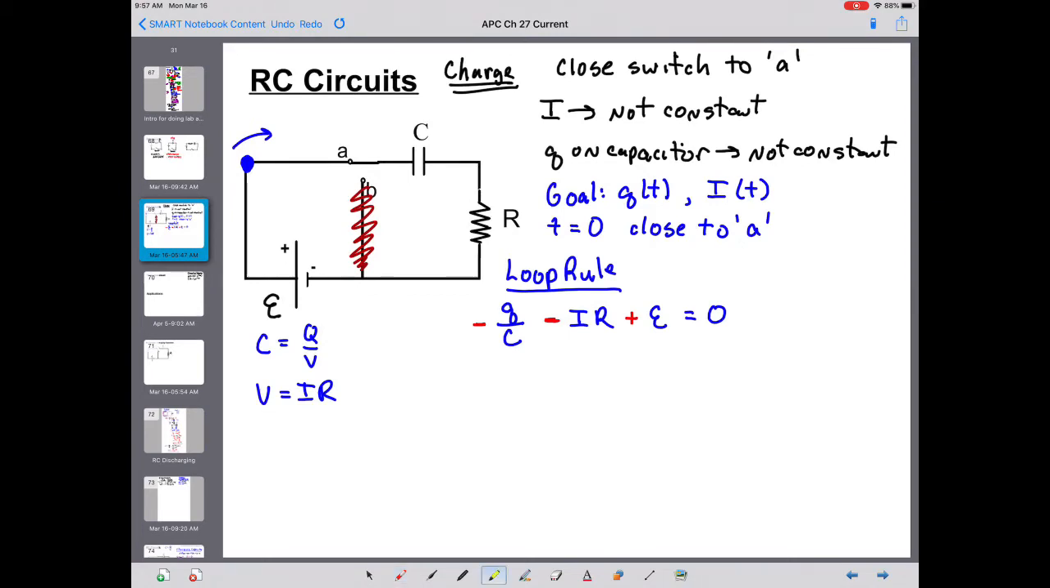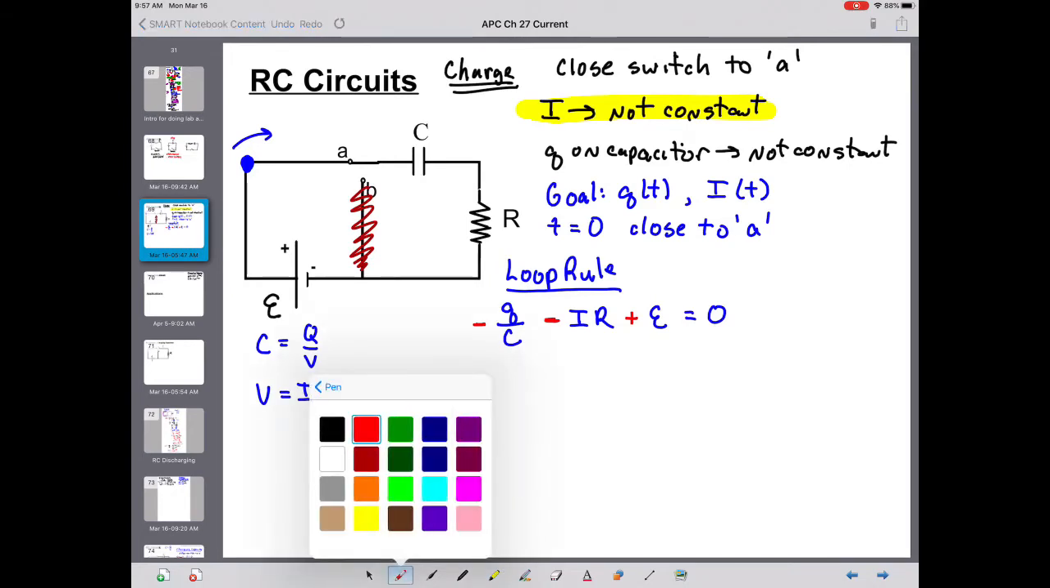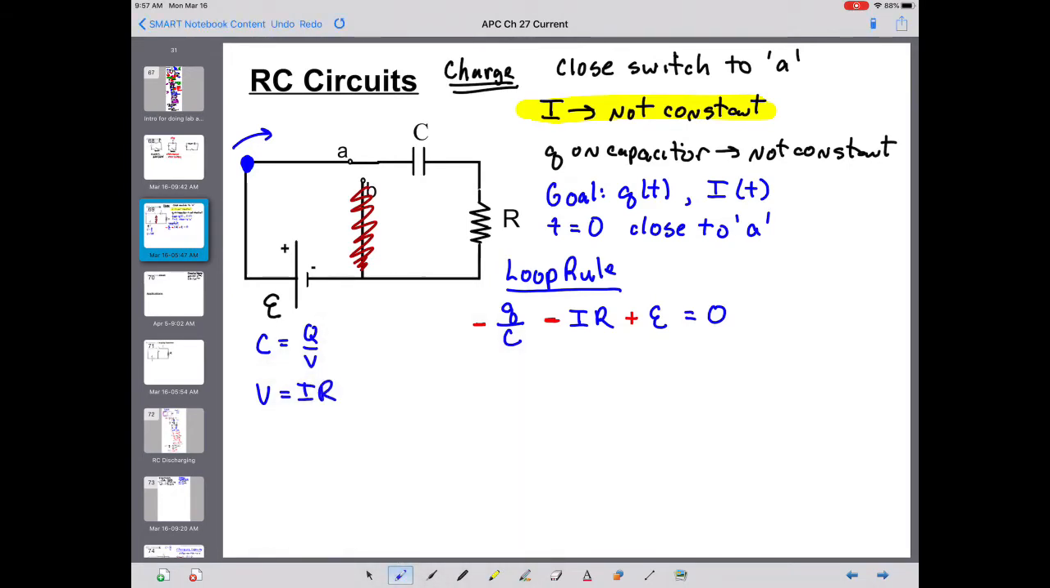We have to recognize one thing, though. This current, being that it's not constant, if I leave that current in there as an I, that makes us think that it is a value. Since it's not a value and it's changing, we're going to have to substitute dq/dt. So if we rewrite the equation: negative q over C minus, I'm just going to flip the order, R dq/dt plus the EMF is equal to 0.